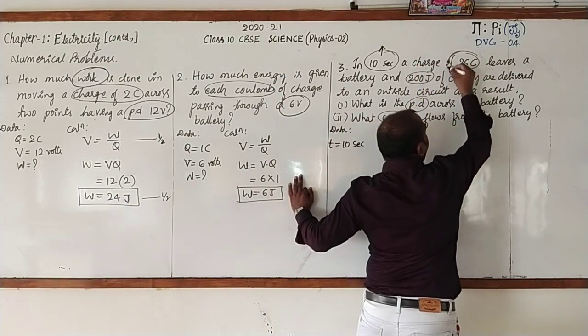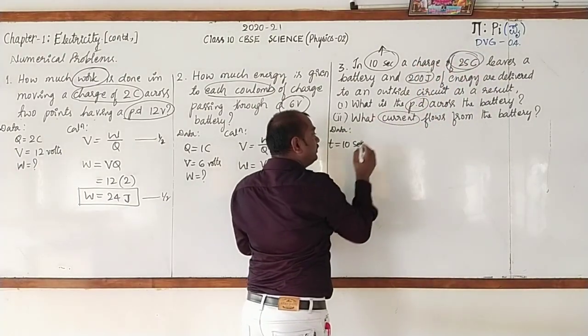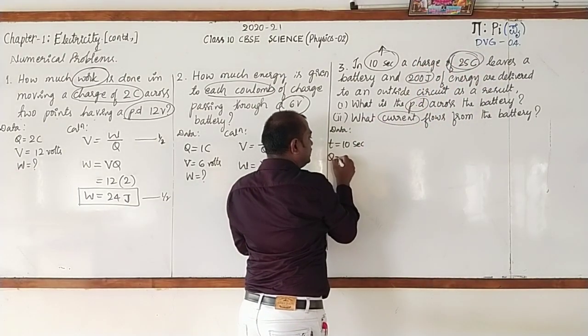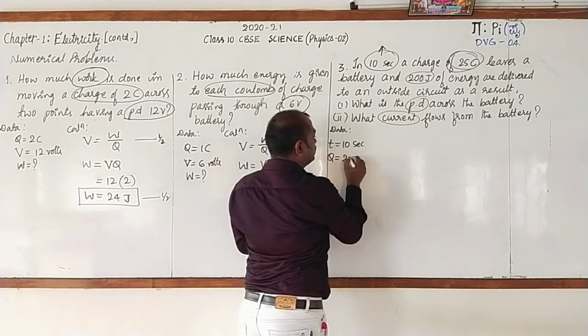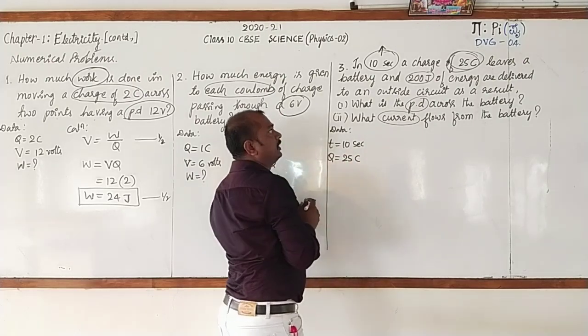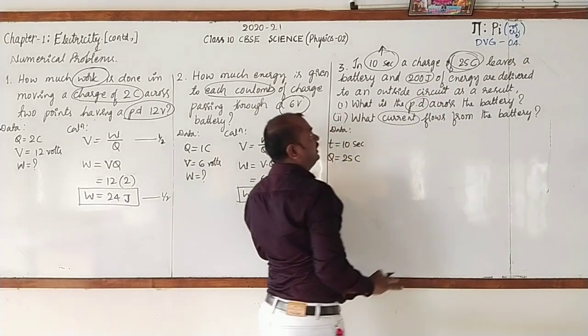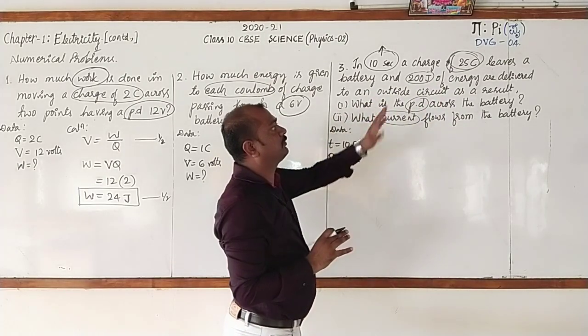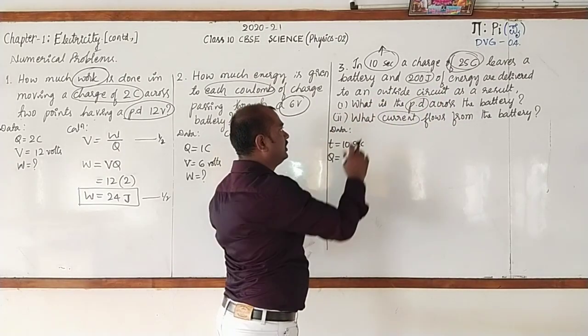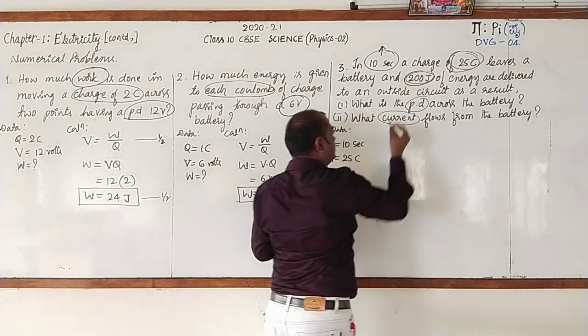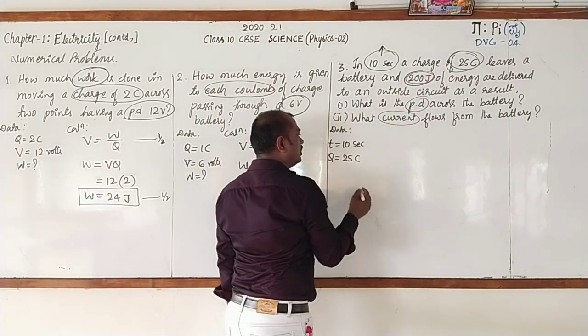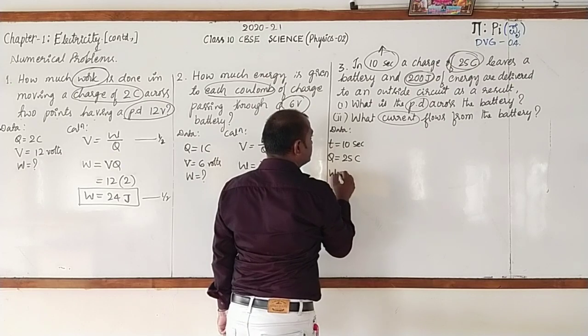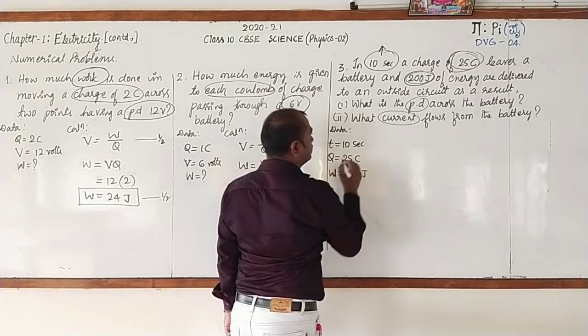Then a charge of 25 coulomb. What is it? It is quantity of charge. Q is equal to 25 coulomb. It leaves a battery and 200 joule of energy is delivered. So 200 joule is the unit of work done. Hence we can write W is equal to 200 joules.